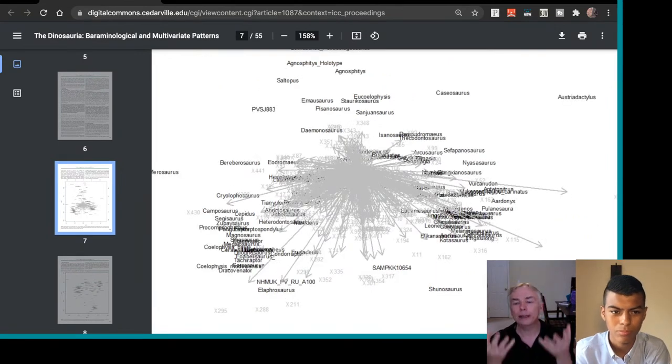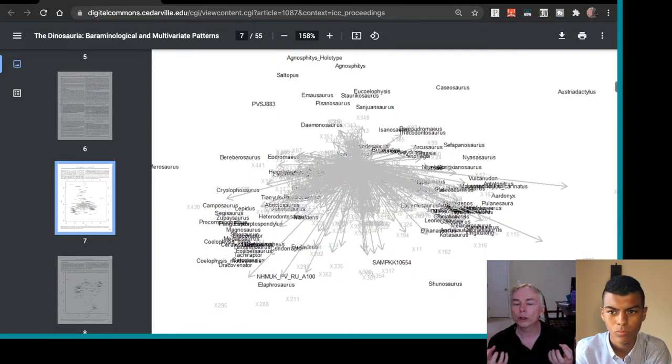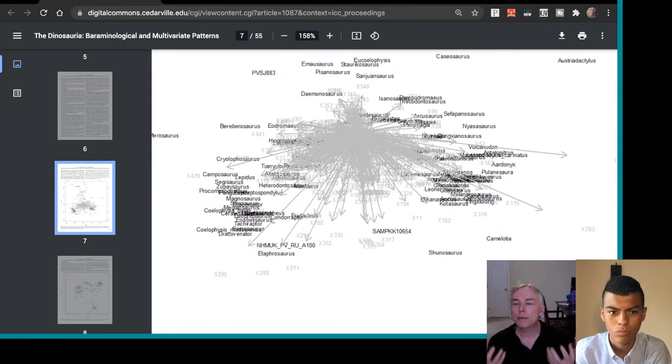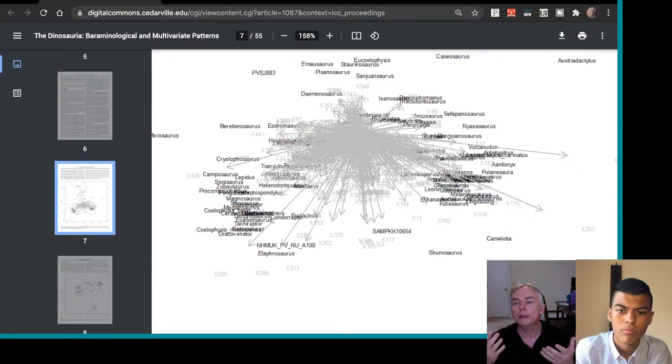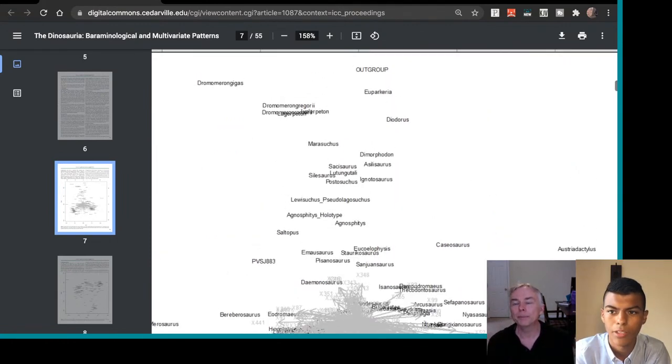But then when we see the clustering of points that are close together, we see that some of these groups are very similar to each other. Then others have gaps. There are spaces between them. And those are investigations into the created kind or the baramin or the holobaramins that we want to start looking at.